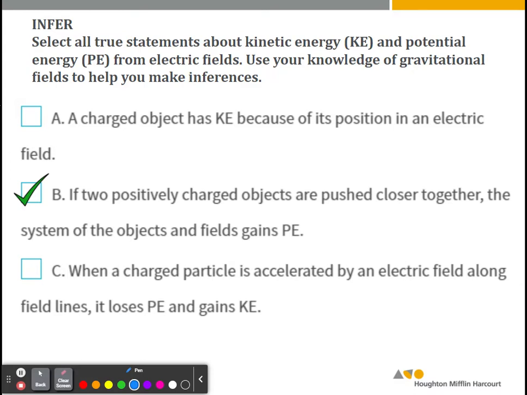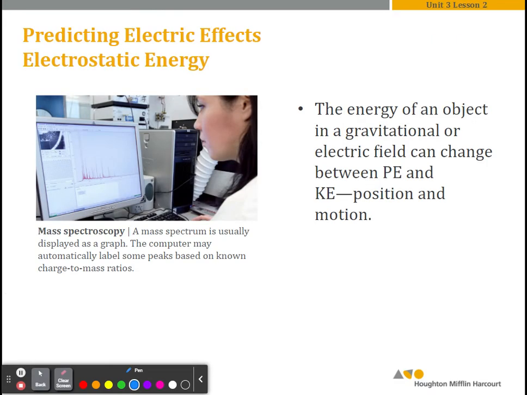Two positively charged objects, when you push them closer together, they're going to want to repel each other. So they're going to be gaining potential energy. You have to add that potential energy to push them closer together. And C, when a charged particle is accelerated by an electric field along field lines, it loses potential energy and gains kinetic energy. We know that when an object is accelerated, or changes position in a field, if it's speeding up, it's gaining kinetic energy. So it's losing potential energy and gaining kinetic energy.